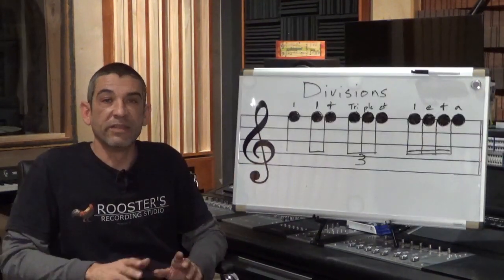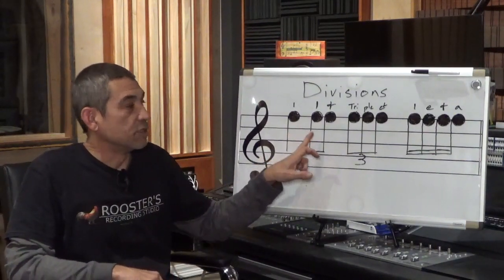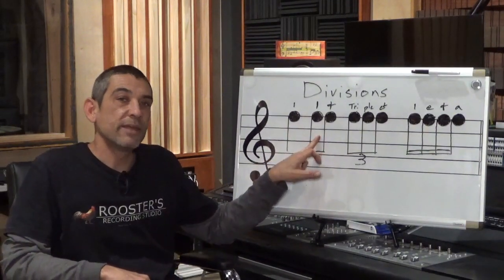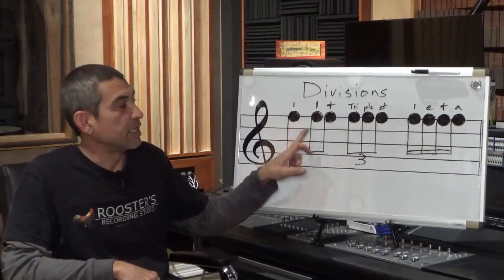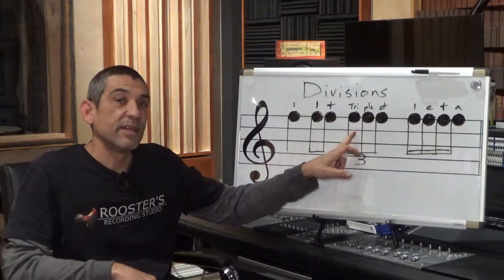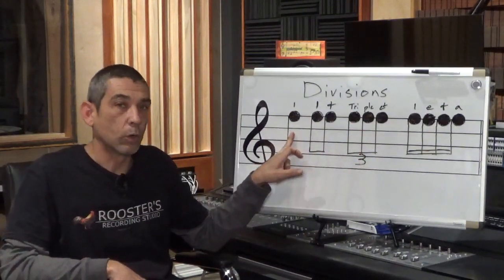Now let's look at the divisions of a quarter note. If we were going to divide a quarter note into 2 parts, it would take 2 eighth notes to make a quarter note. If we were going to divide this quarter note into 3 parts, it would take 3 eighth notes played as a triplet to make a quarter note.